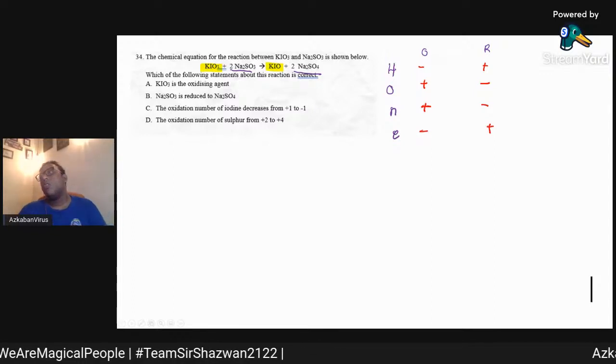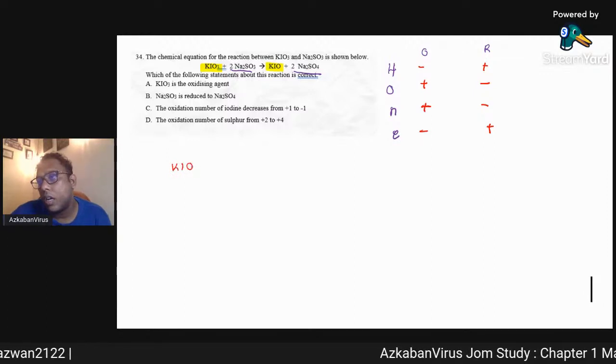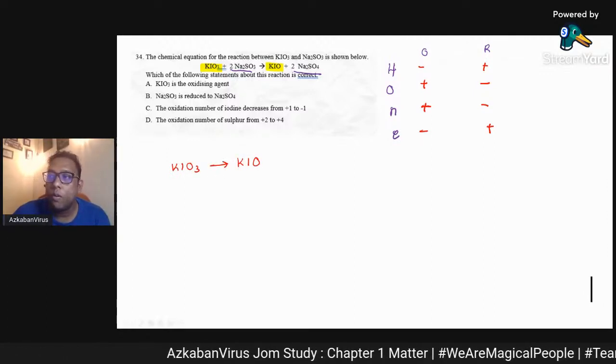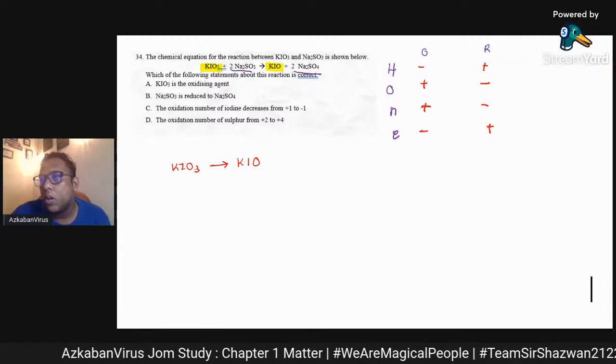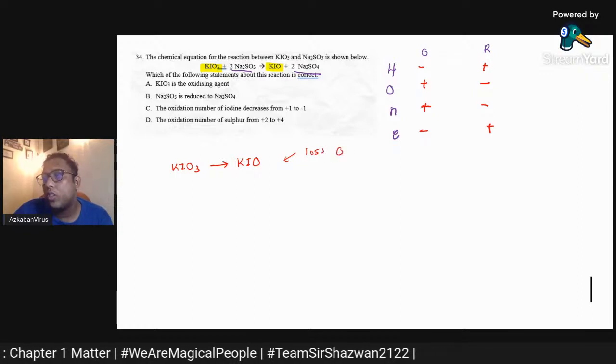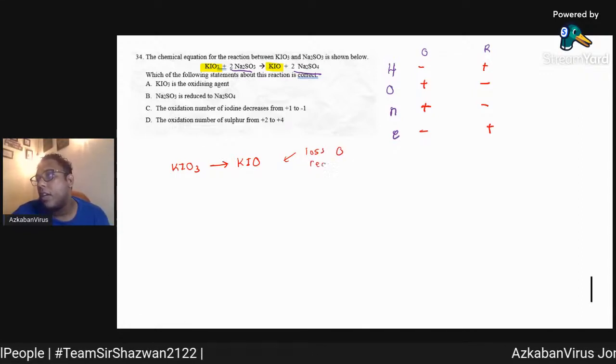Okay. So, kalau kita tengok dekat sini, KIO3, dia jadi KIO. Apa yang berlaku kat situ? Dia loss oxygen. Bila dia loss oxygen, bermaksud dia undergo proses reduction.